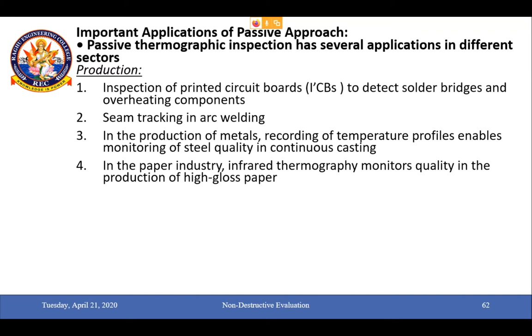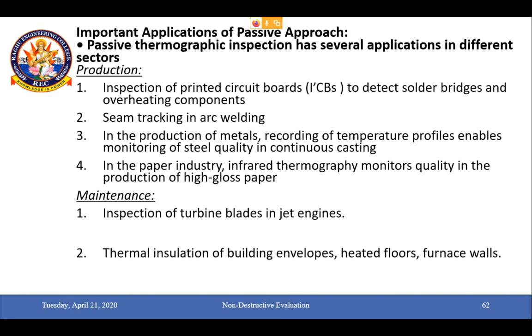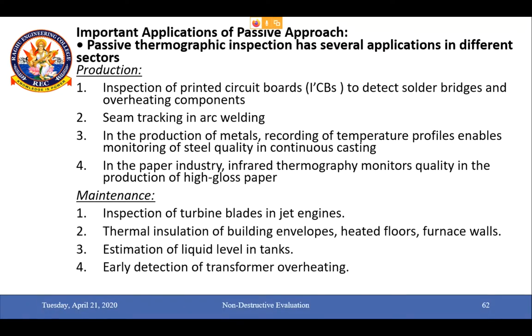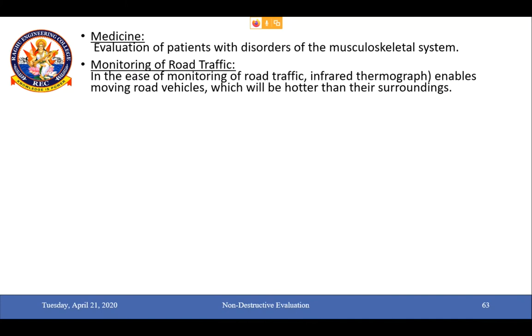The maintenance sector: turbine blades in jet engines can be inspected. Thermal insulation of building envelopes, heated floors, furnace walls, all these things can be inspected. Estimation of liquid levels in tanks can also be done. Early detection of transformer overheating, this is related to your electrical. Next sector is medicine. In this, evaluation of patients with disorders of the musculoskeletal system. This is again related to the present scenario where you are testing patients for corona.